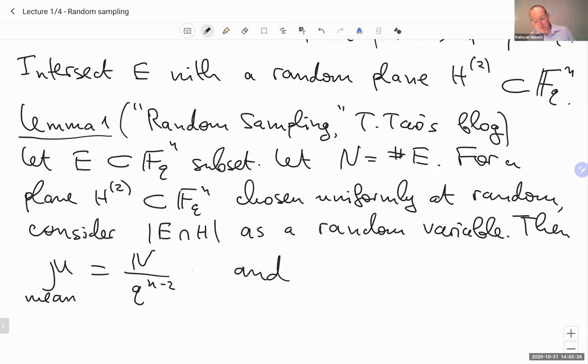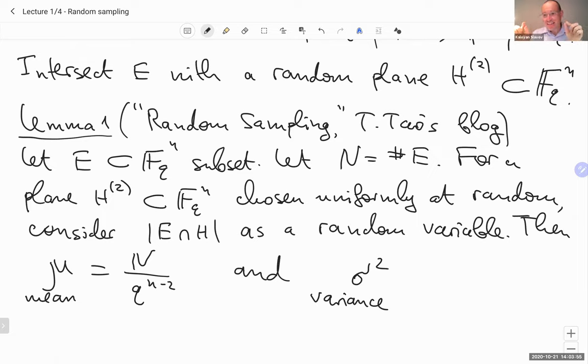Because 1 over q^(n-2), that fraction of all the planes pass through a given point. This is very easy to calculate. And then the variance is also easy to calculate, because calculating the variance really boils down to calculating the second moment. And to calculate that, you need to calculate how many planes pass through two distinct points of E.